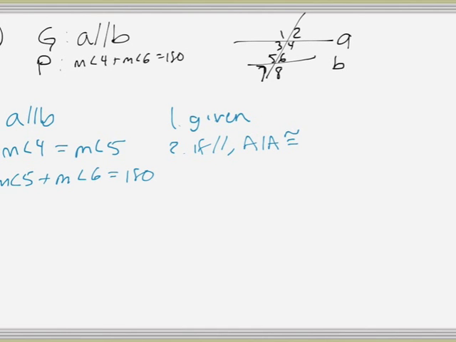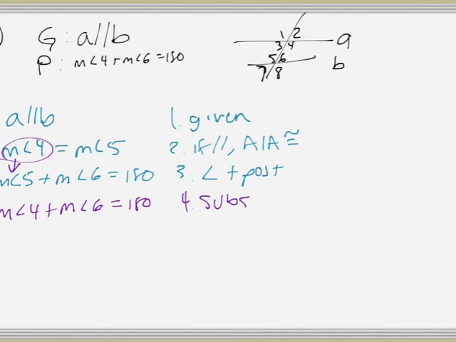Why do they add up to 180? Angle addition postulate, because they're right next to each other. Supplementary. So, if 4 and 5 are the same size, then I should be able to swap one out for the other. So I can take that 4 and plug it in where the 5 is. And that's our destination. Our reason is substitution.